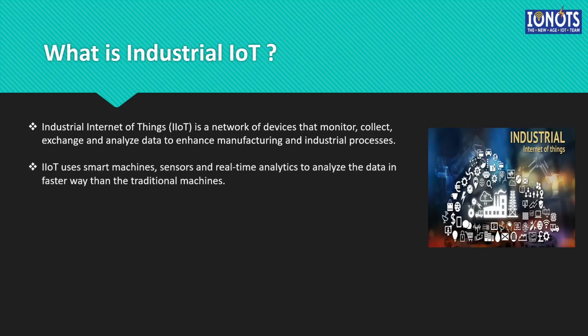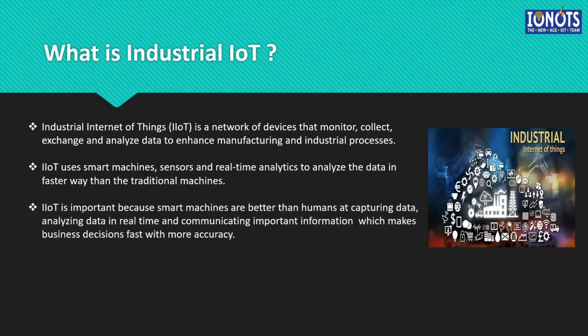IIoT uses the power of smart machines, sensors, and real time analytics to take advantage of the data that traditional machines have produced in industry for many years. The main idea behind IIoT is that smart machines are not only better than humans at capturing and analyzing data in real time, but they're also better at communicating important information that can be quite helpful to make a fast business decision and a decision with more accuracy.